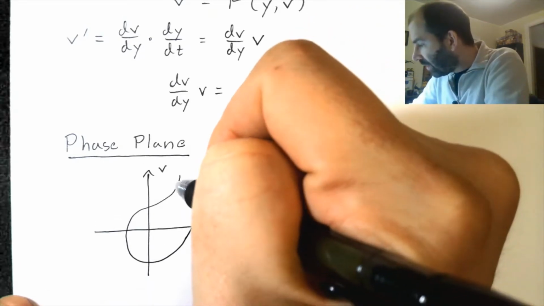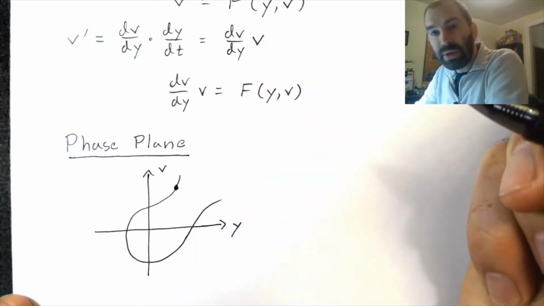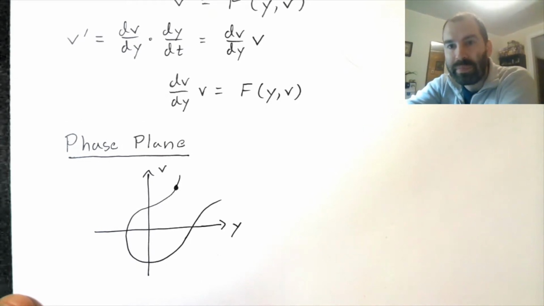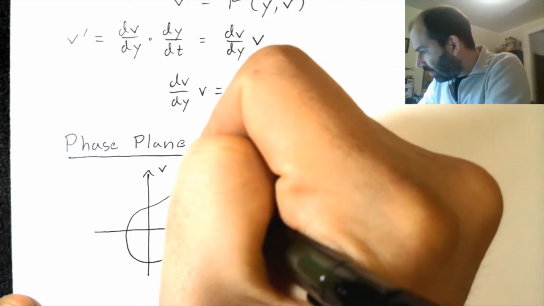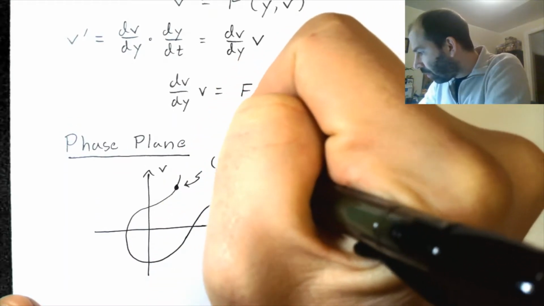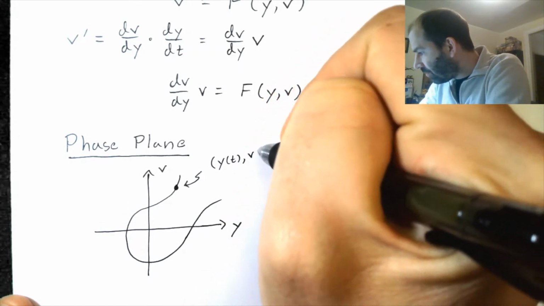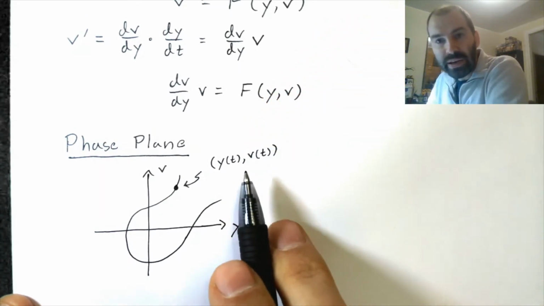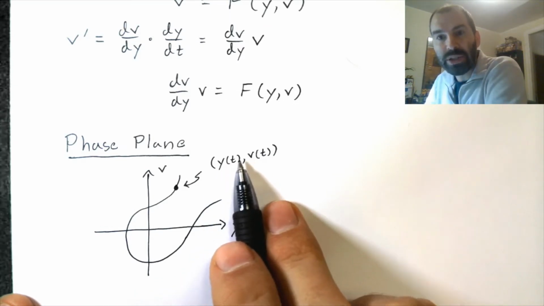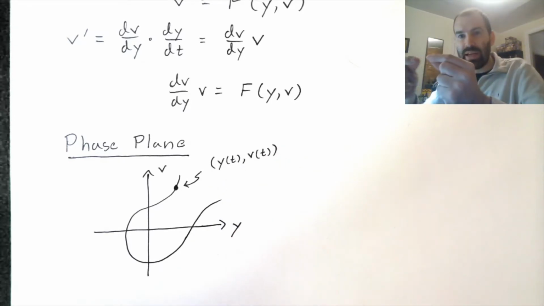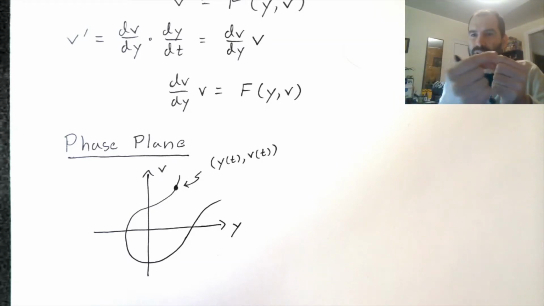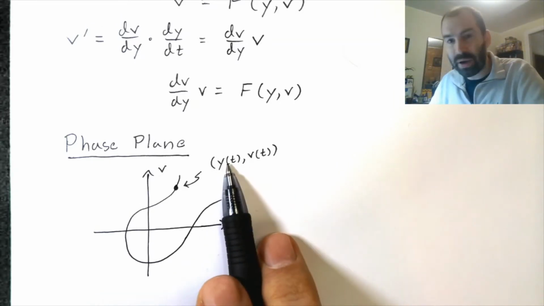Now, any point on this curve is going to represent the state of our solution at some time. So this point over here is going to be the point y of t, comma v of t. Now, what are we looking at here? Well, y might represent the position of the object. So if we have an object on a spring, it's the position of where that is. If I let go, it's going to move around. But where is it at any time? That's going to be represented by y.